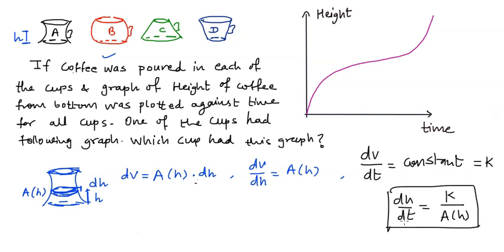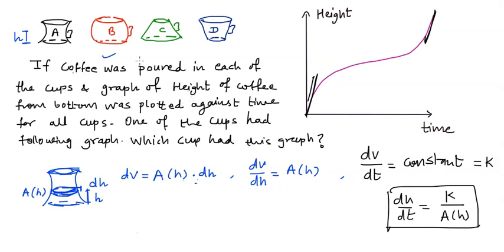Now let us focus on this particular equation: dh by dt is equal to k by A(h). We know that A(h) varies and k is constant. Now let us look at the graph. It is really easy to see that the slope initially is high and at the end it is also high, almost similar. So in order for dh by dt to be large at the start and the end, A(h), or the cross section, has to be small, right?